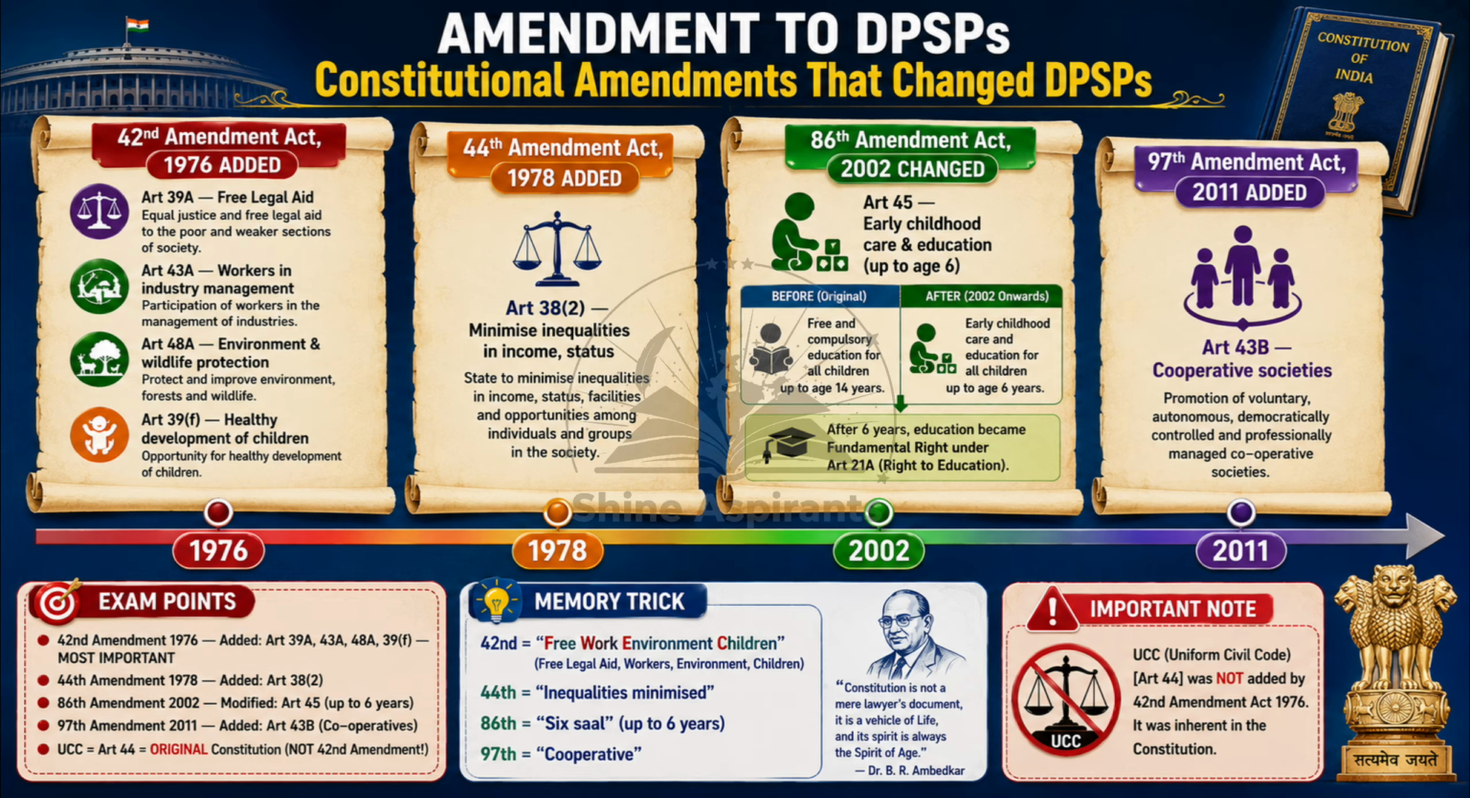86th Amendment Act, 2002 modified Article 45. Earlier it was about free education up to age 14. Now it's about early childhood care and education for children up to 6 years. Education after 6 became Article 21A. 97th Amendment Act, 2011 added Article 43B about promoting voluntary, autonomous, democratically controlled, and professionally managed cooperative societies.